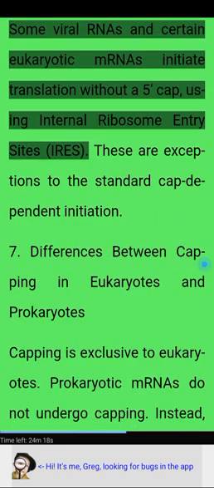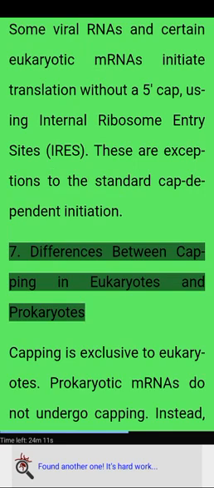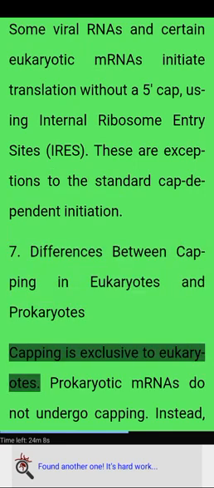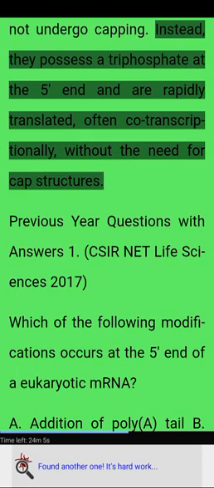6. Cap-independent translation. Some viral RNAs and certain eukaryotic mRNAs initiate translation without a 5' cap, using internal ribosome entry sites (IRES). These are exceptions to the standard cap-dependent initiation. 7. Differences between capping in eukaryotes and prokaryotes. Capping is exclusive to eukaryotes. Prokaryotic mRNAs do not undergo capping. Instead, they possess a triphosphate at the 5' end and are rapidly translated, often co-transcriptionally, without the need for cap structures.